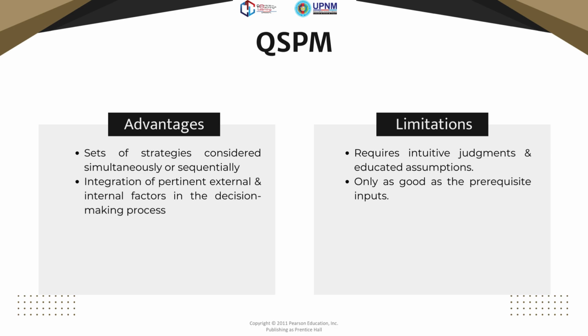Advantages of the quantitative strategic planning matrix: sets of strategies can be considered simultaneously or sequentially, and it integrates pertinent external and internal factors in the decision-making process. Limitations of the quantitative strategic planning matrix: it requires intuitive judgments and educated assumptions, and it is only as good as the prerequisite inputs.